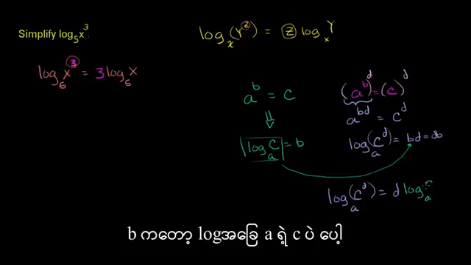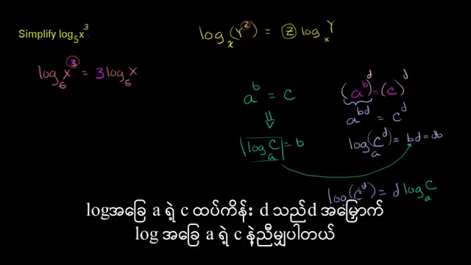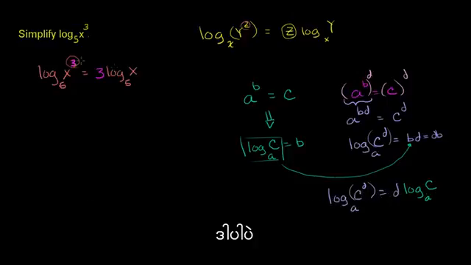base a of c. So there you have it. We just derived this property. Log base a of c to the dth, that's the same thing as d times log base a of c, which we applied right over here.